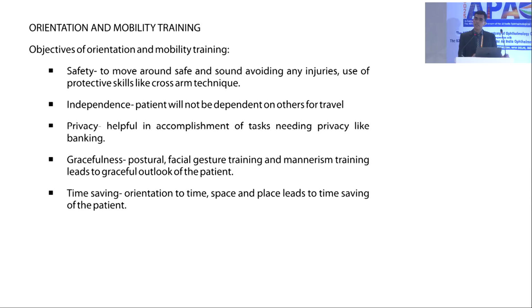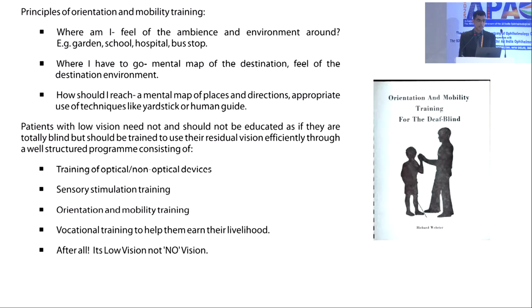And then orientation and mobility training is very important, and the objectives are the safety of the child, independence, privacy, and gracefulness. Sometimes we see children with severe visual impairment or blindness who, when they sing or speak, make different gestures. These things have to be taught to their parents, and they should be made aware that these can be improved by training. And then these are some principles of orientation and mobility training.